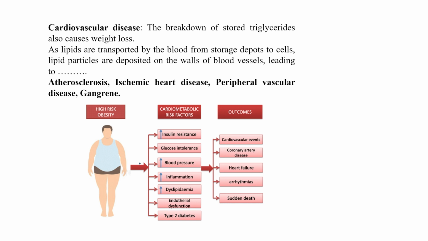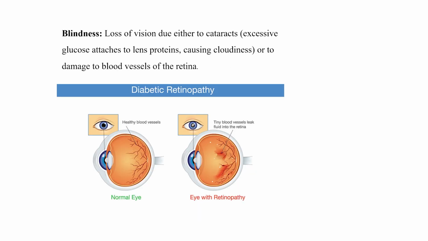So see here, the high risk is obesity. Then cardiometabolic risk factors are there, and the outcome is cardiovascular event, coronary artery disease, heart failure, arrhythmias, and sudden death. So one of the most prominent reasons for the development of cardiovascular disorder is diabetes mellitus, and this is just because of deposition of lipid and cholesterol inside the blood vessels.